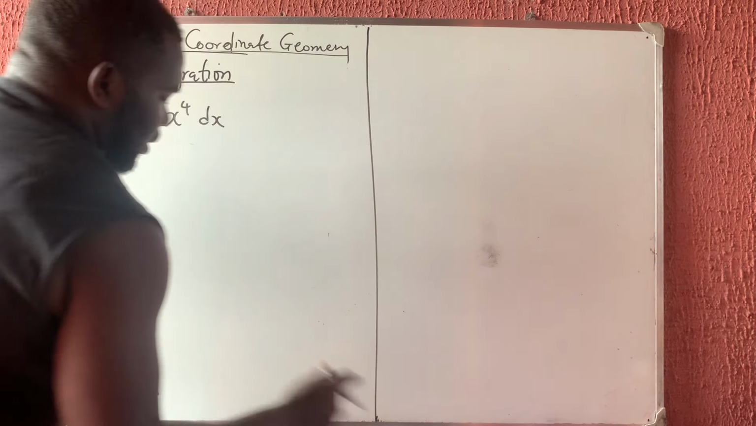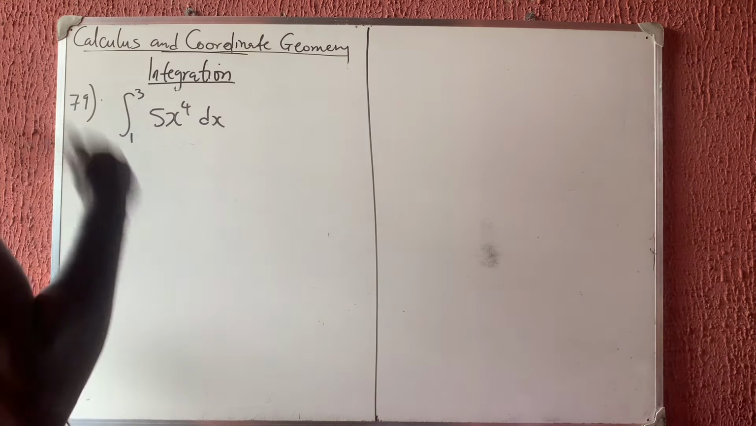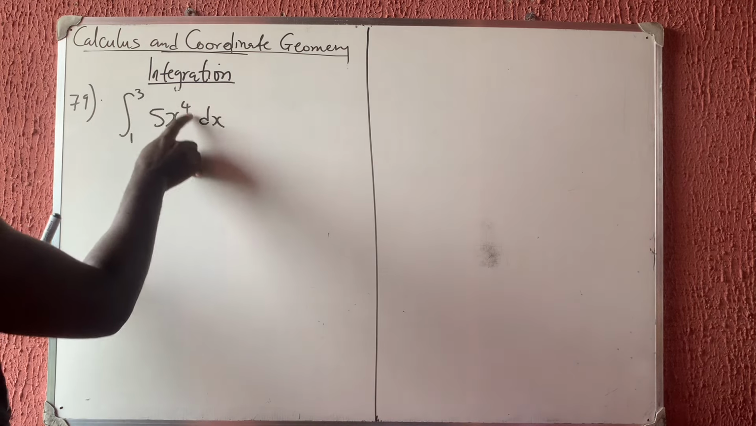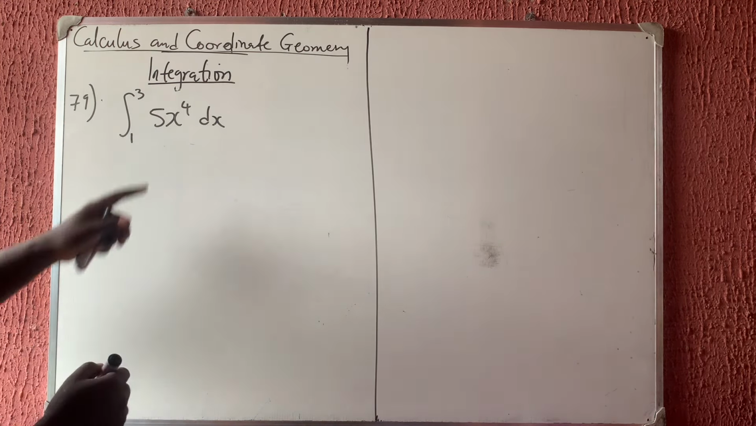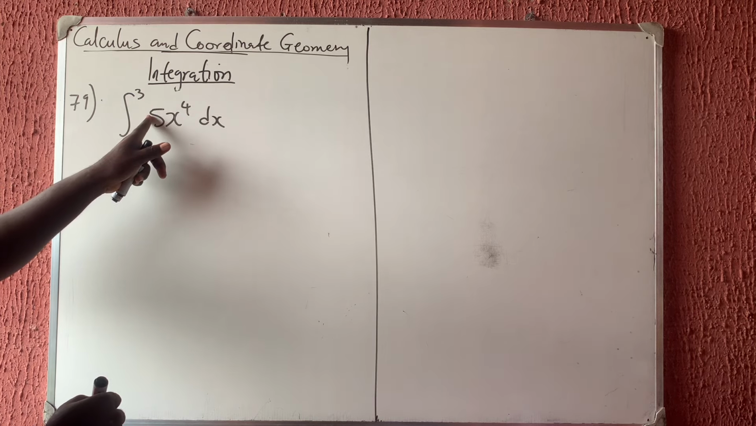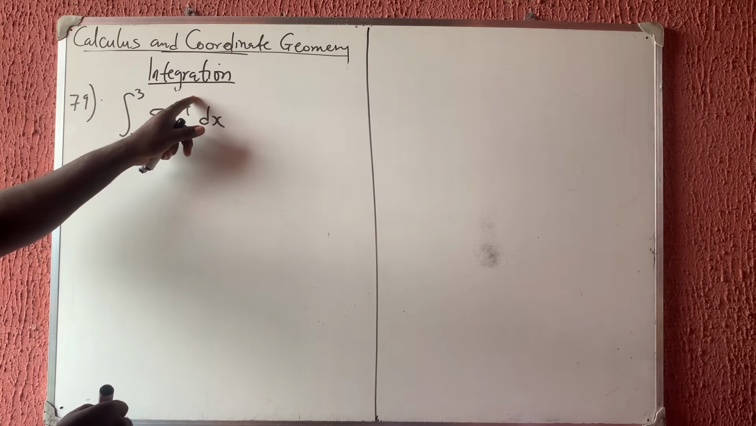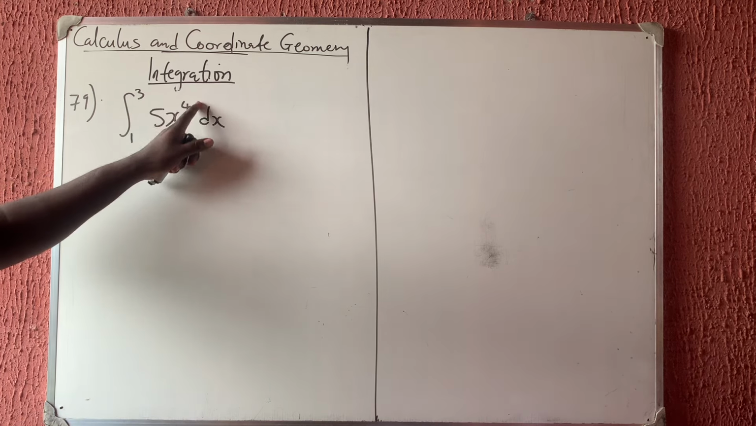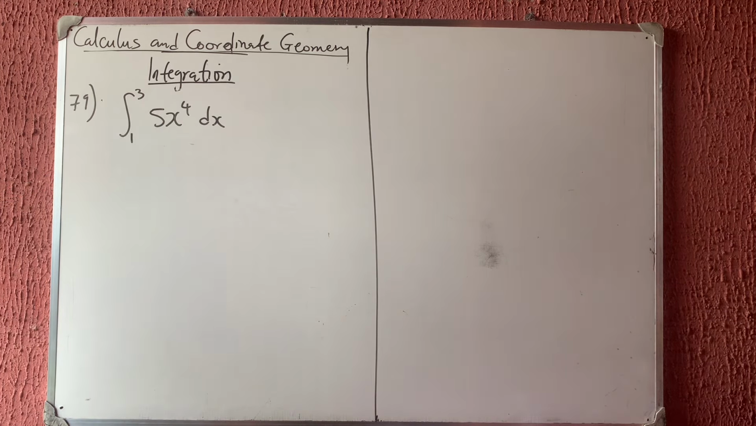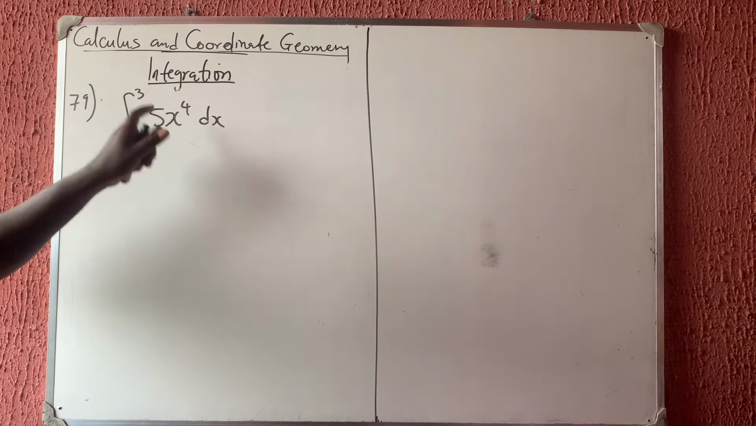Okay? Now, this is a very simple question. Forget about the boundary. Just let us integrate here. Don't forget that differentiation simply means you multiply by the power and remove 1 from the power. So integration is now the opposite of it, which is add 1 to the power, divide by the new power. So let's say it together. Add 1 to the power, divide by the new power.